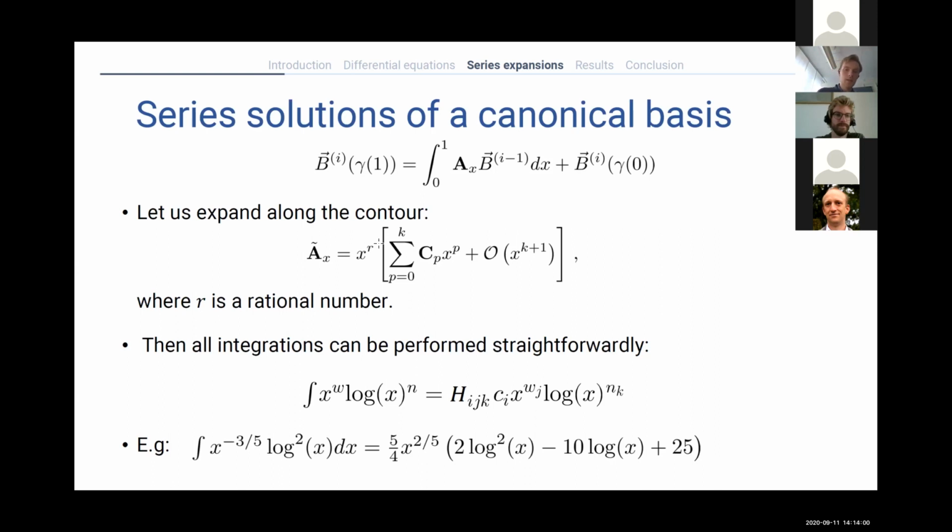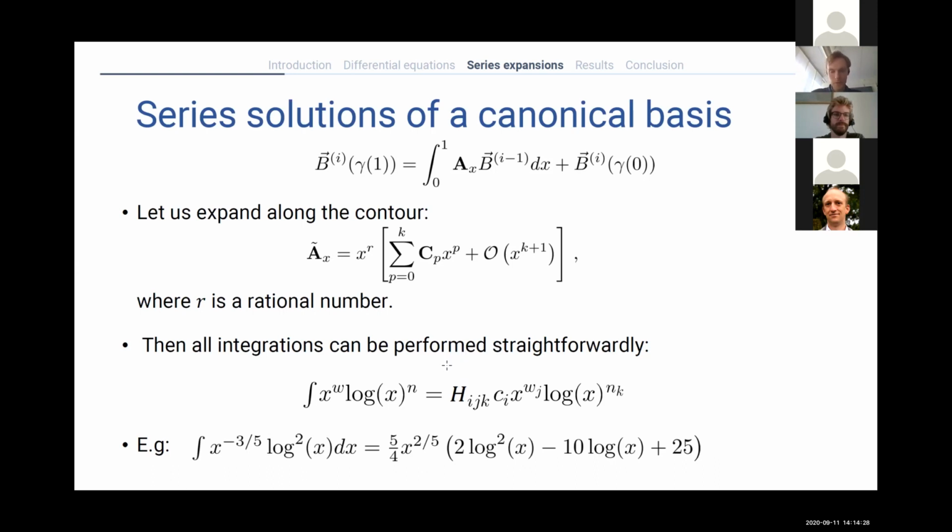In addition, you have this factor x to the power r in front, and r can be a rational number. So if you have a canonical basis, there's often square roots in the basis. So typically r might be a half integer here. But in any case, once you do this, every integration up to some desired order in the line parameter can be performed straightforwardly.